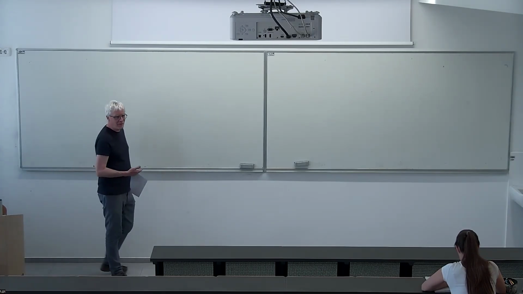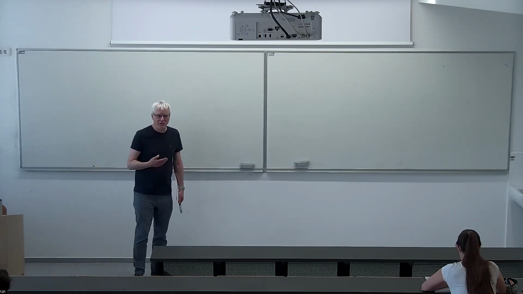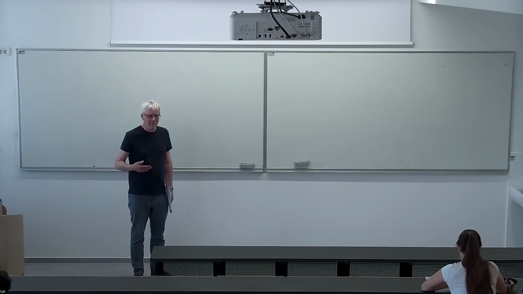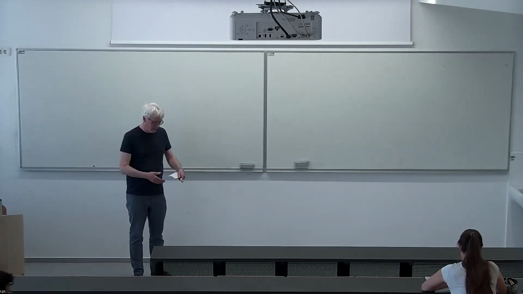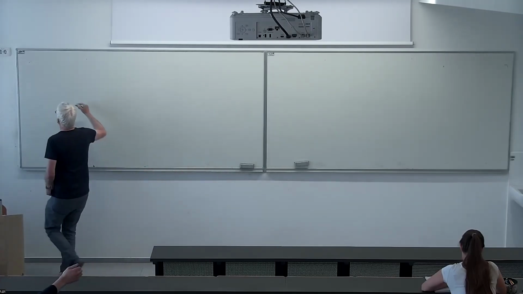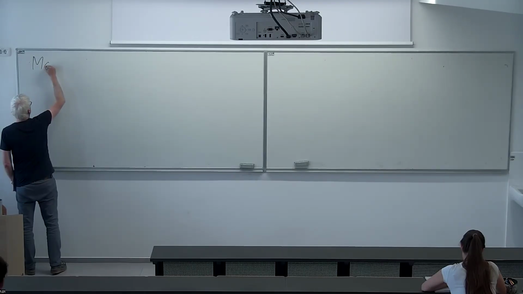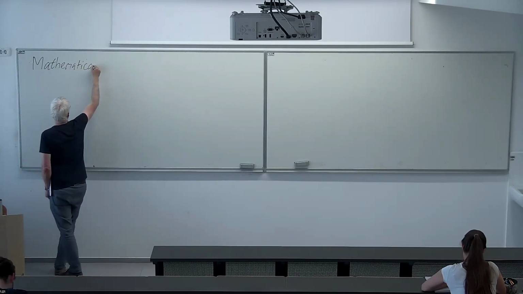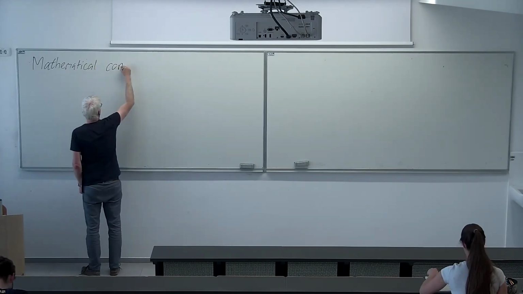But of course, the axiom of choice is not there because it's useful for set theory. It's there because it's useful for mathematics. So I thought we would have one lecture in the course, which is today, about applications and consequences of the axiom of choice for mathematics. The title of the lecture is Mathematical Consequences of the Axiom of Choice.